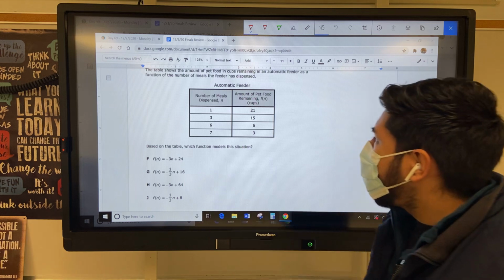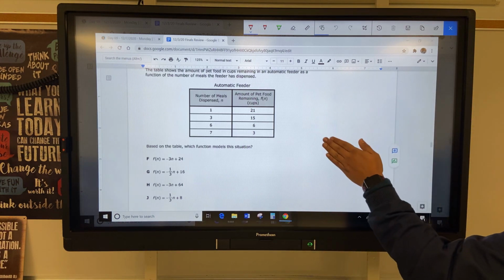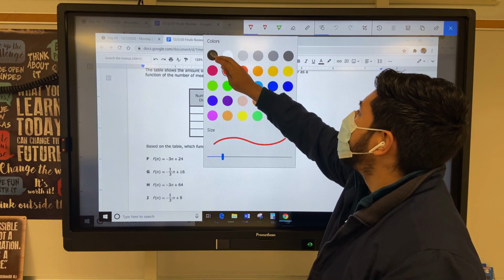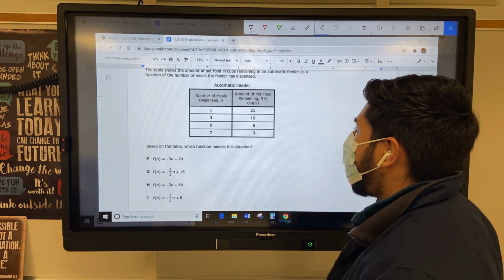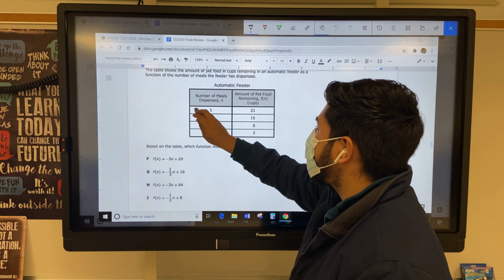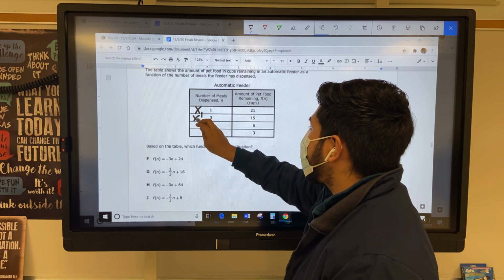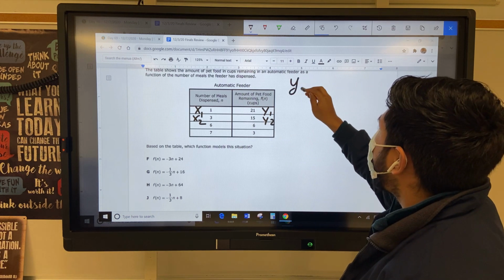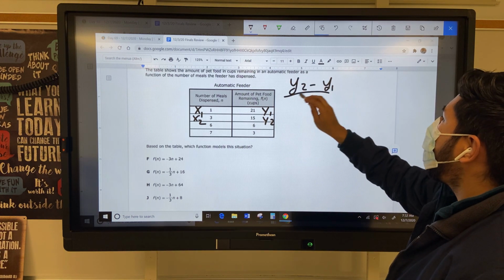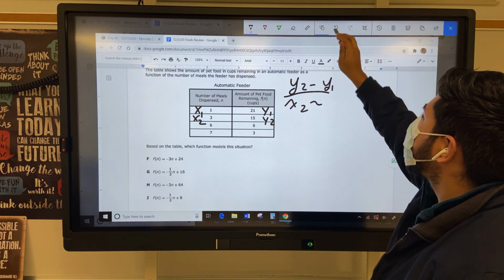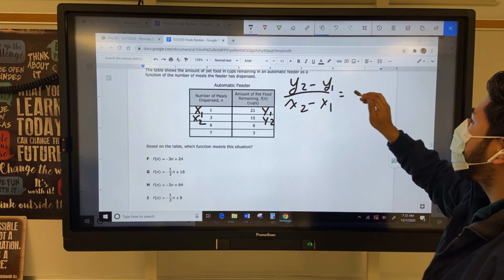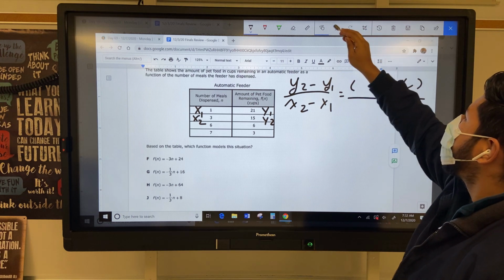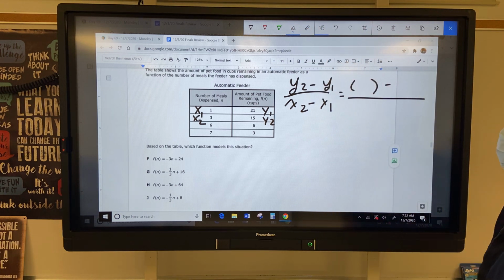So we got to make an equation. First, we got to find the slope, and then we got to use y equals mx plus b. This has been done a long time ago, so we got to make sure we understand. So it's x1, x2, y1, y2. Y2 minus y1 over x2 minus x1. Let's do that.